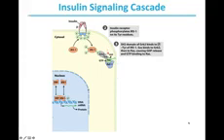SOS is another adapter protein, and the function of SOS is to interact with the protein named RAS. At any point of time, RAS interacts with GDP and is in an inactive state. So as a result of GRB2 interacting with SOS, SOS interacts with RAS and replaces GDP with a GTP.